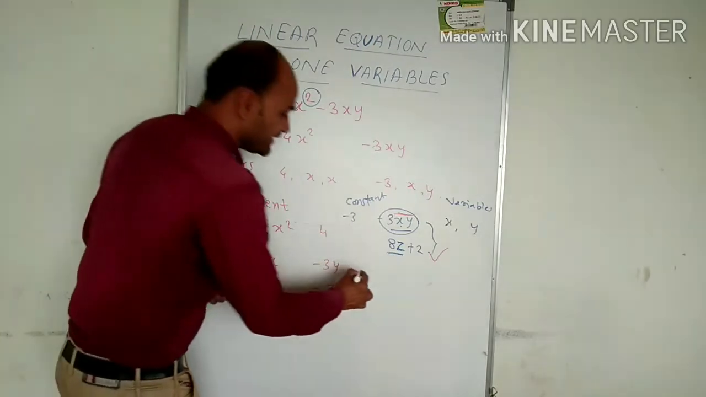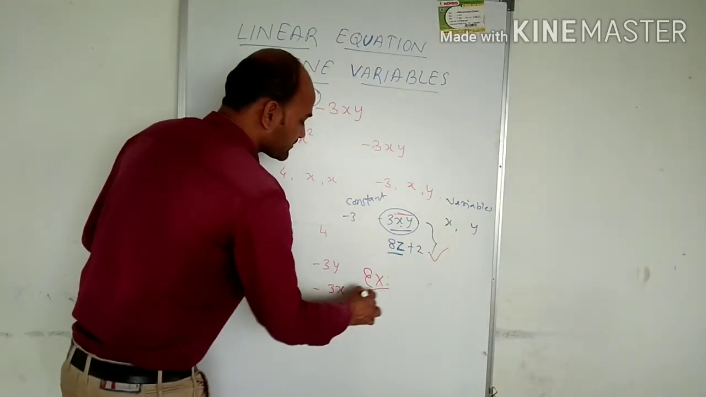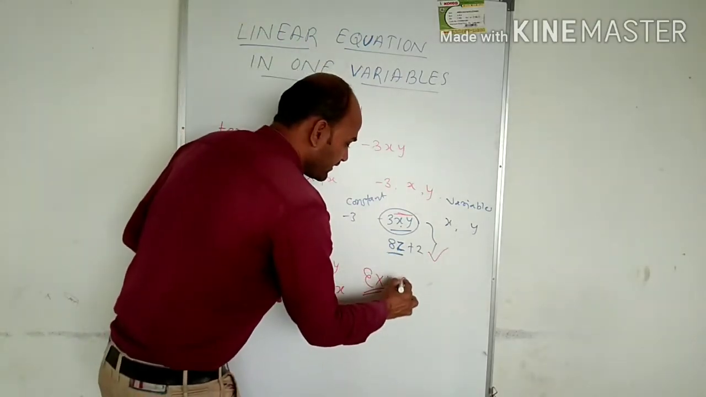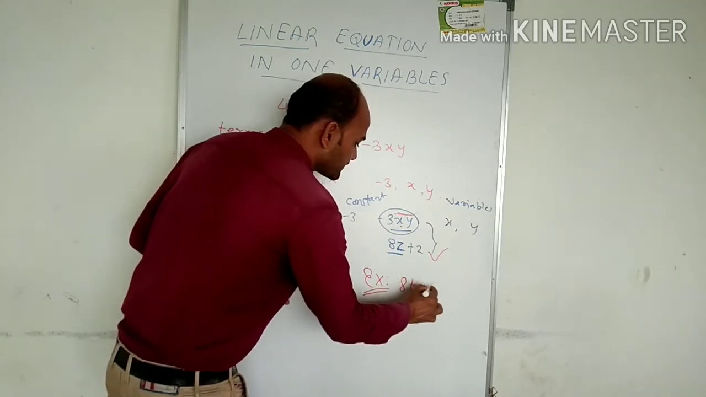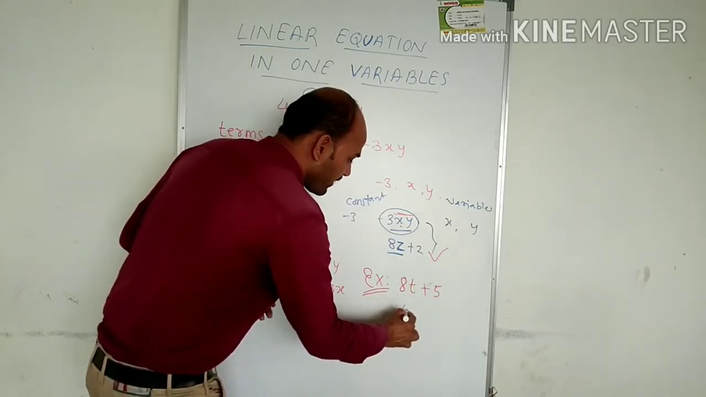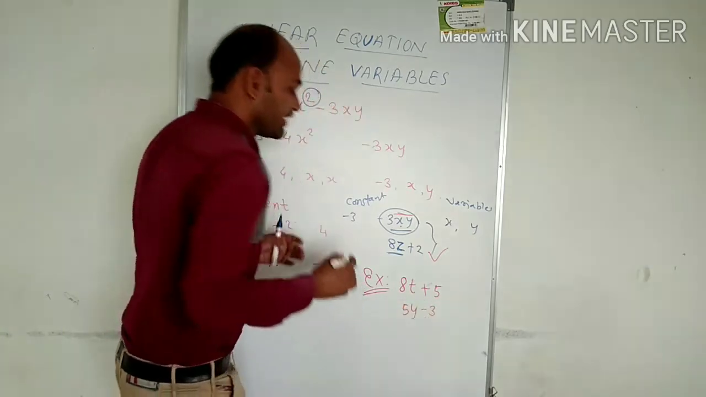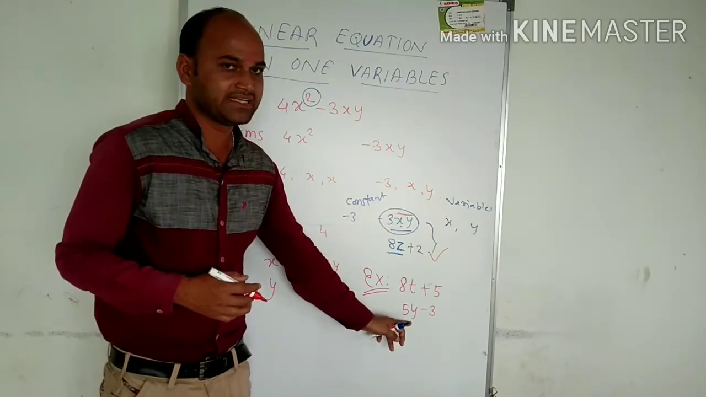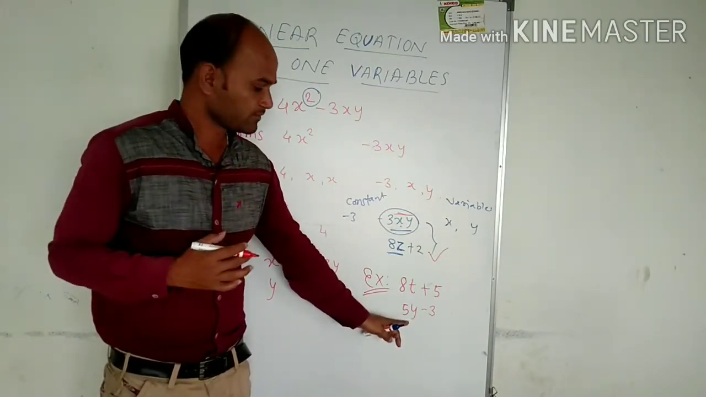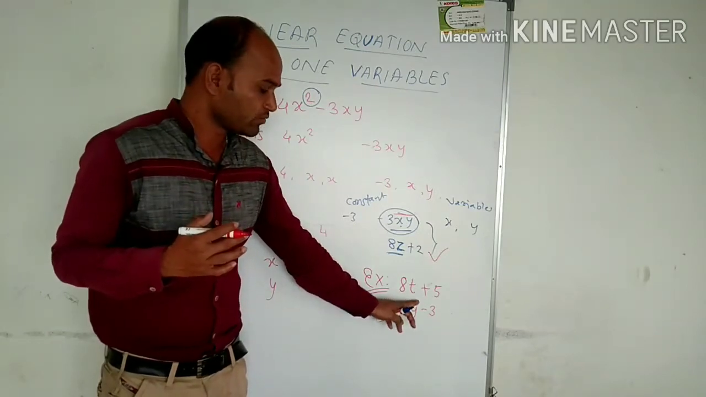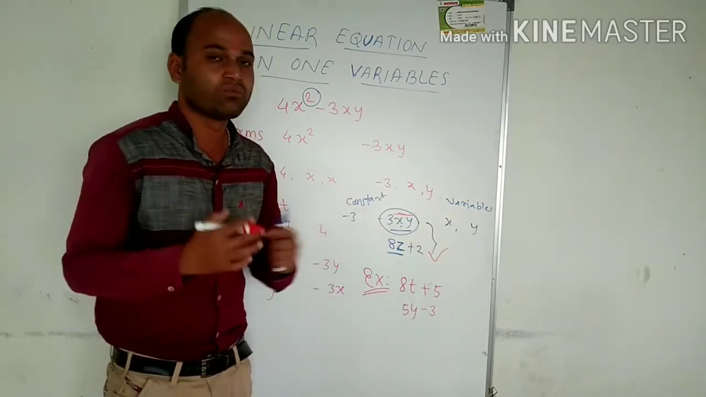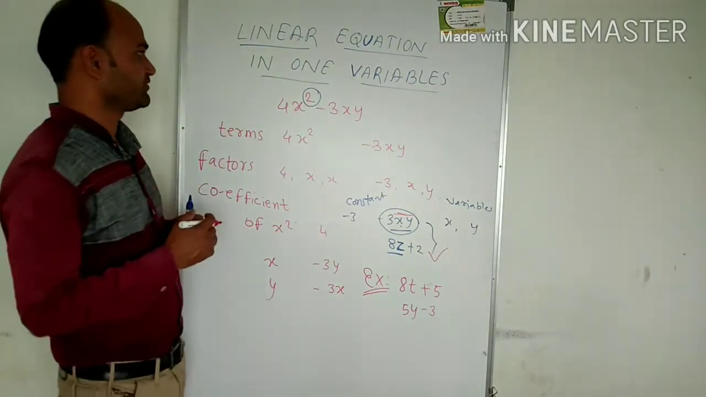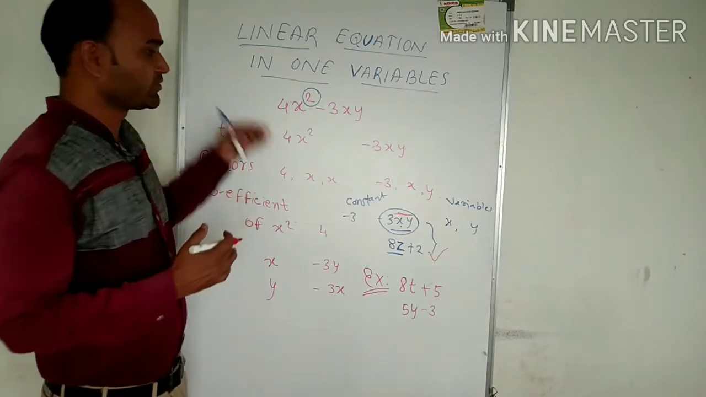Examples of linear equations in one variable are 8t plus 5 and 5y minus 3. यहाँ पर आपको कंसंट्रेट करना है, दो वेरिएबल्स नहीं आना चाहिए। वेरिएबल्स मींस अल्फाबेट्स, दो अल्फाबेट्स नहीं होने चाहिए और उनकी डिग्री 1 होनी चाहिए। So we are going to study these types of linear equations in one variable in these lessons.